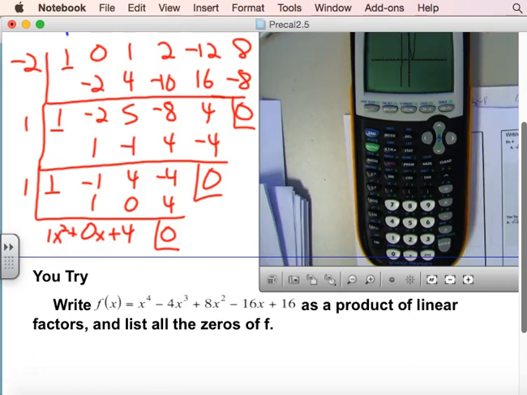Now, I'll save you some time. That's not going to factor. What multiplies to 4 and adds up to 0? Nothing exists. So we need to set it equal to 0 and solve. x squared plus 4 equals 0.